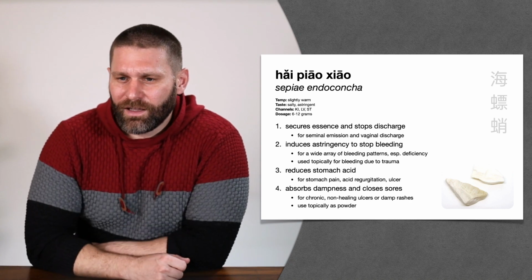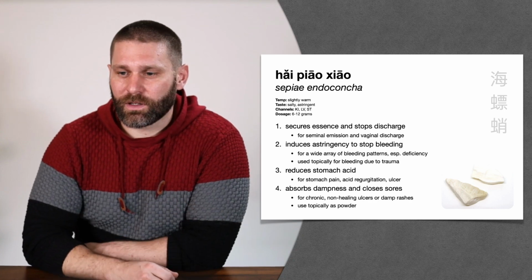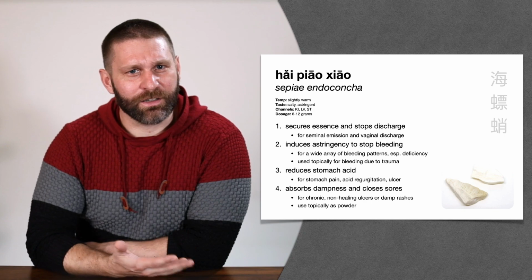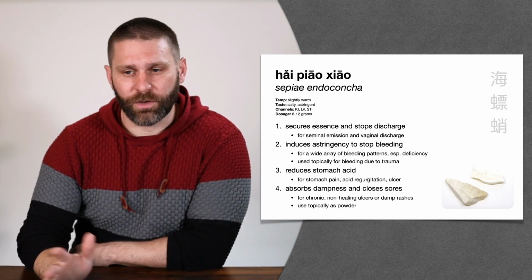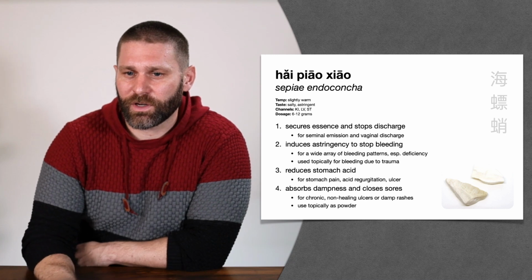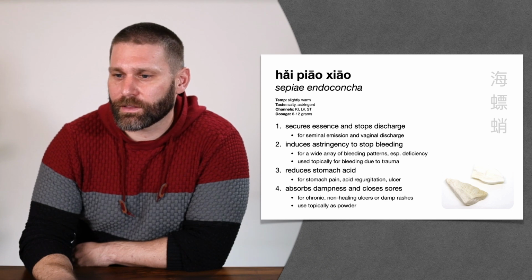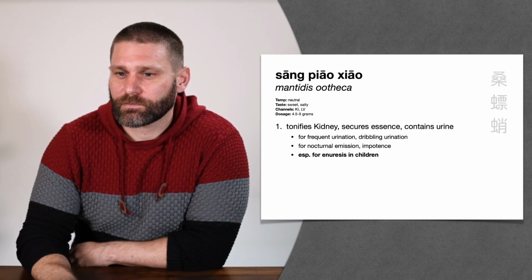And for the name, I know that Hai means sea or ocean. So that's referring to a fish. Xiao, I think, actually means spider. So I'm not entirely sure what this name means, but it's cuttlefish bone. I think cuttlefish had some other interesting names, like black thief or dark thief or something like that too. So anyway, Hai Piao Xiao, cuttlefish bone.